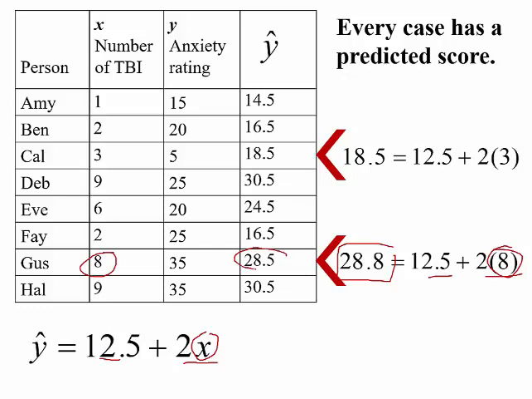So we predict, based on our equation, that Gus's anxiety should be at a 28.5, and we predict that Cal's anxiety should be down at an 18.5. That's our prediction based on their scores on X, based on the number of traumatic bunny incidents they had. This is what we predict their anxiety should be.